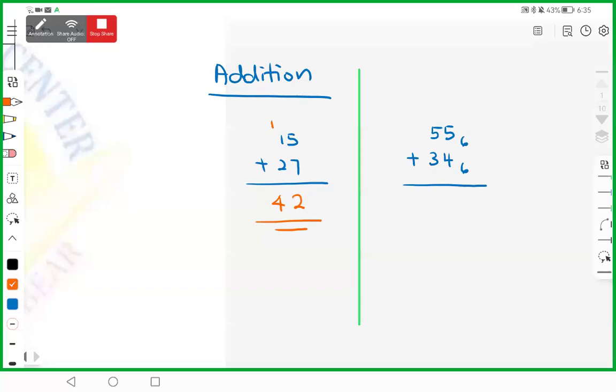5 plus 4 supposedly is 9, but now it's only base 6. So we use 9 minus 6. The balance is 3, so we write 3 here. Then put 1 on top. It's just like 10, 12, like this. You got the idea? Why is 5 plus 4 becoming 13?